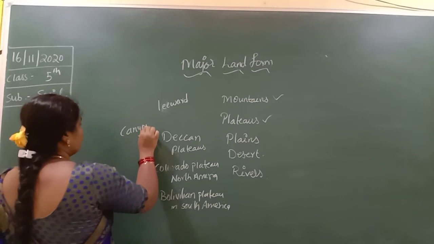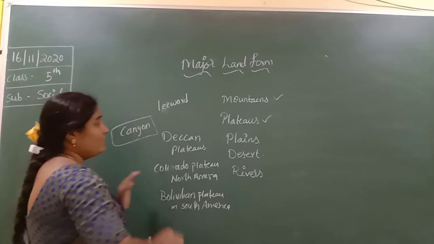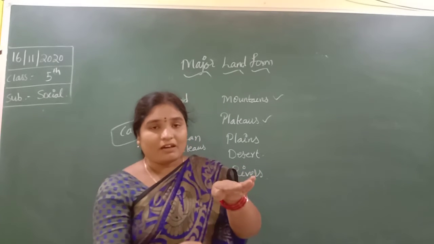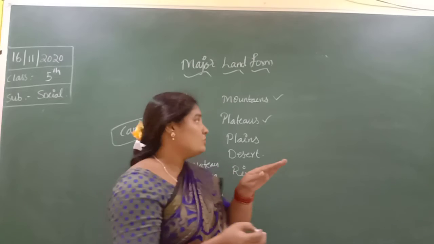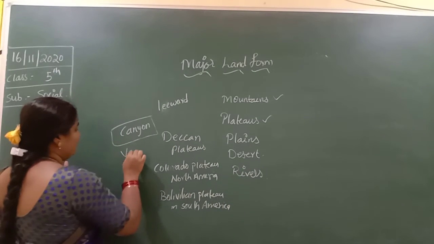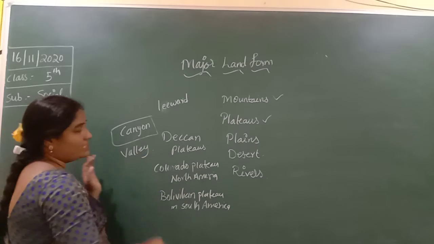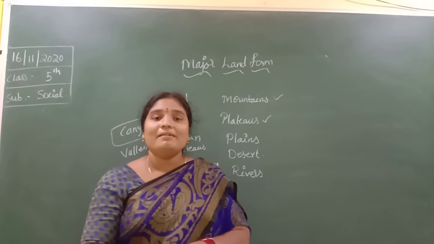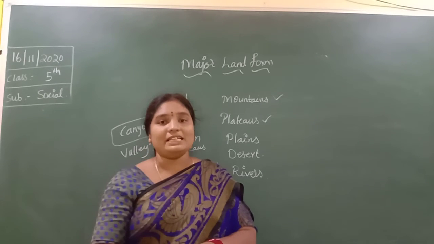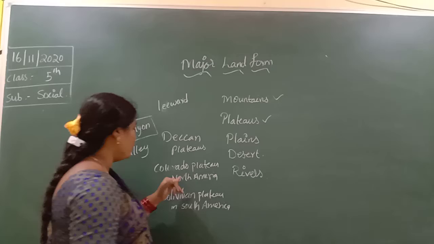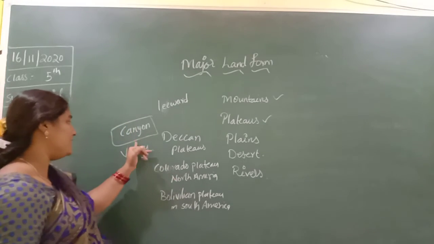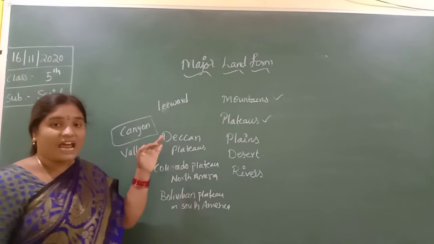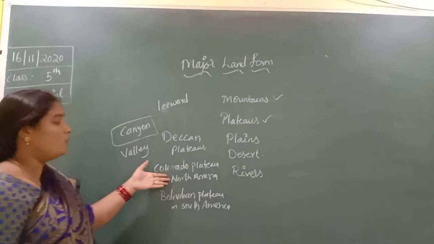What is a canyon? A valley. When the plateaus are at a high level, there is compulsorily a valley. So canyons are known as valleys. Deep valleys are present near the plateaus. Mostly the Colorado Plateau has valleys. They are known as canyons. Large canyons are present in the Colorado Plateau.